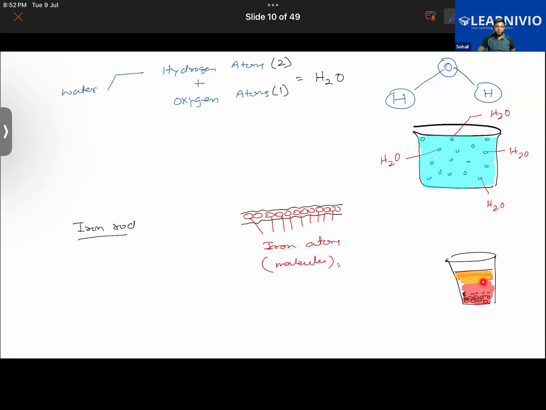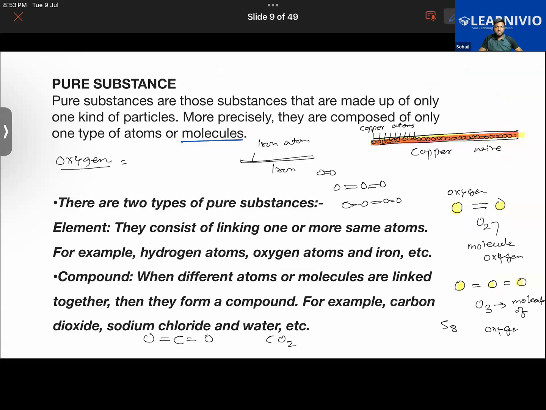Say for example, some oil particles are also there. Sir, if there is a mixture of iron nails and coins, we can use magnetic separation there also. Rather than hand picking, it would be better to use magnetic separation. So hope you guys have now understood what a pure substance and what an impure substance is.